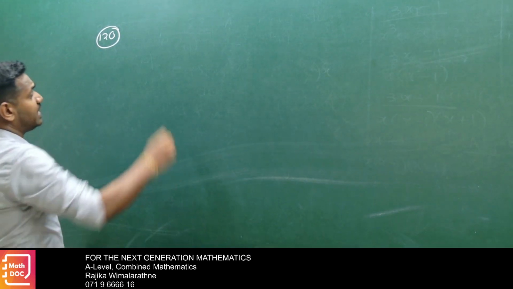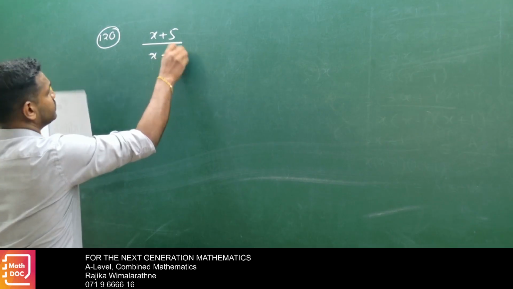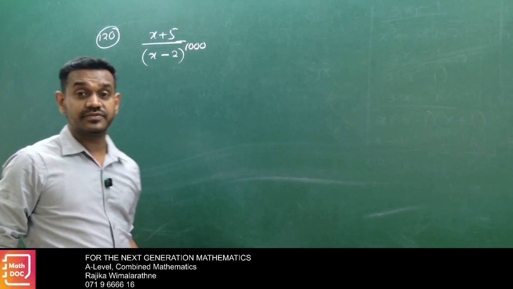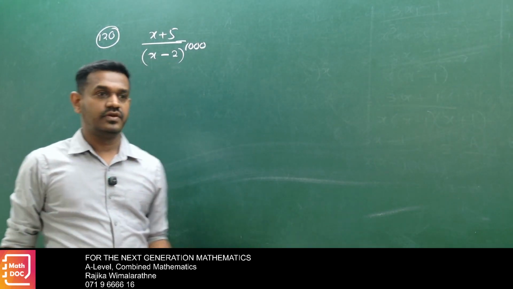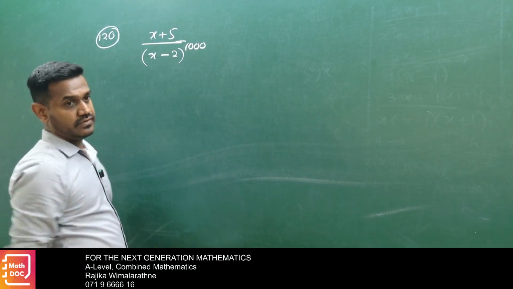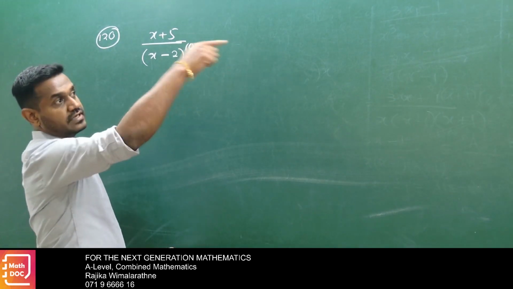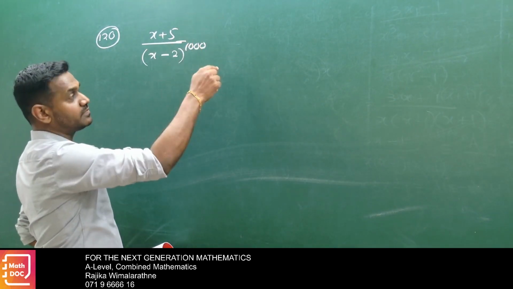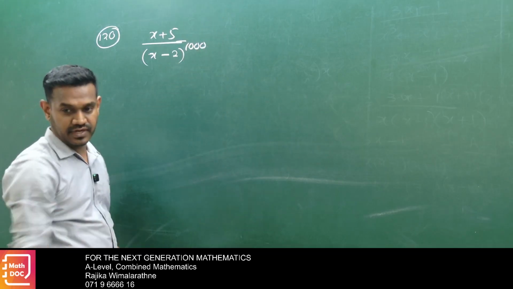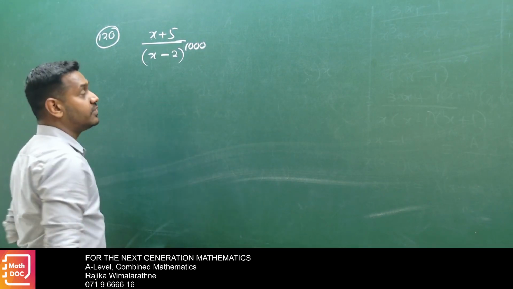So here it is x plus 5 over (x minus 2) to the power 1000. So we have to find partial fractions. Here the factor is repeated 1000 times, no? Then we have to write a series: a over x minus 2, b over (x minus 2) squared, c over (x minus 2) cubed, and so on. That is too difficult, no? Therefore, I'll do this.